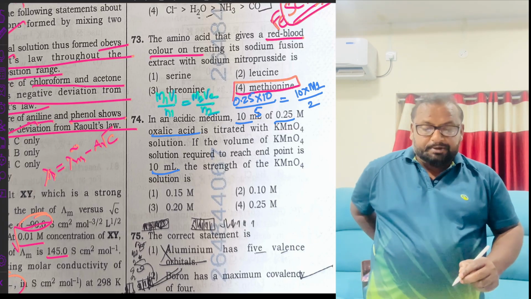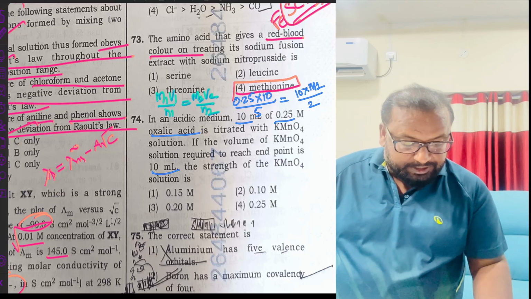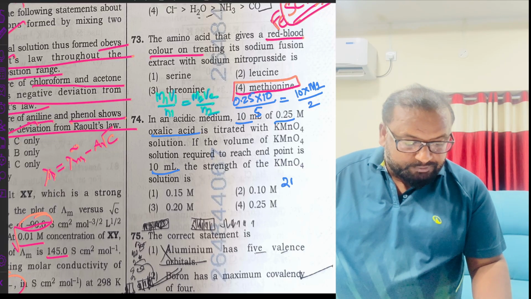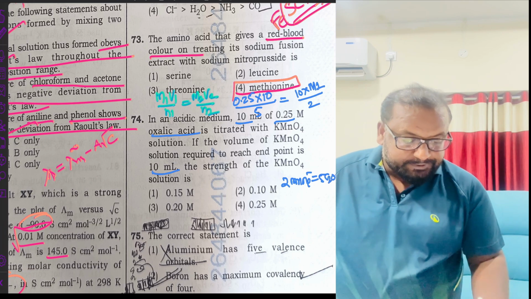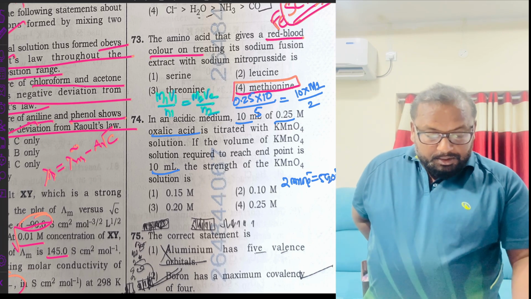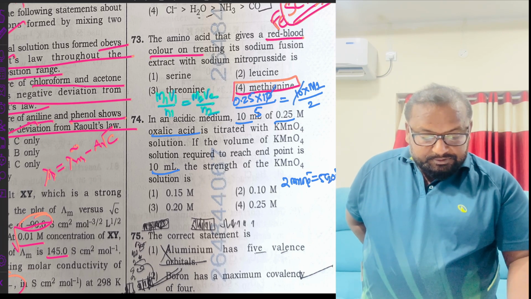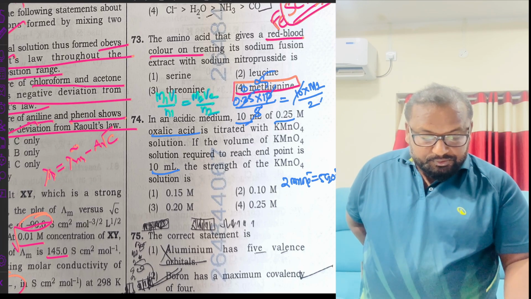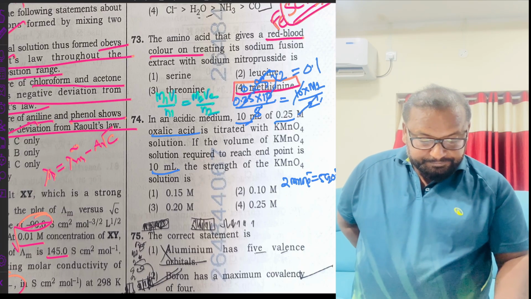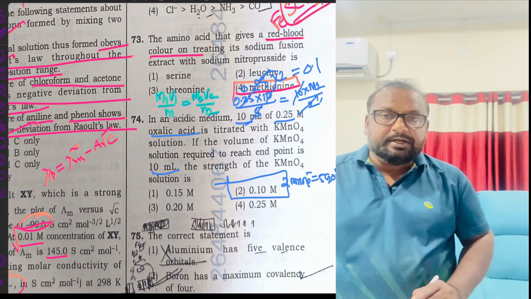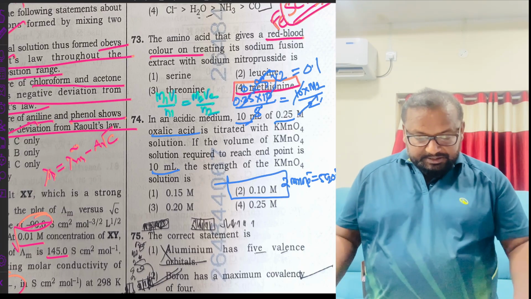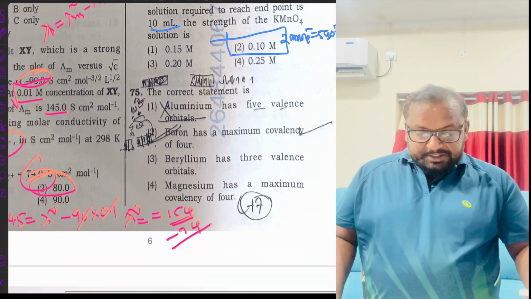2 moles of KMnO4, in the reaction, 2 MnO4 minus ions are equal to 5 C2O4 2 minus ions. So 10 cancels out, 5 goes this way, like 0.05. So 2 multiplies this, gives you 0.1. 0.1 is the second option. Again a pretty direct question. 75.